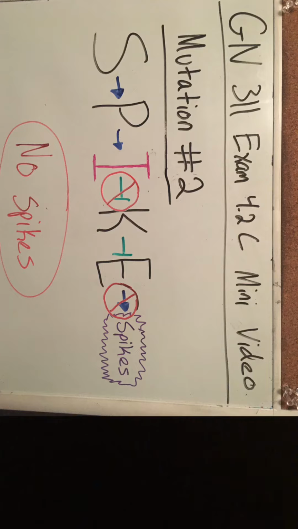In the next example, the strain has a mutant allele for the I gene, which prevents it from functioning properly. Since the I gene is mutated, there is nothing to inhibit the K gene. This means that the K gene will be able to repress the E gene, which then prevents the formation of spikes.